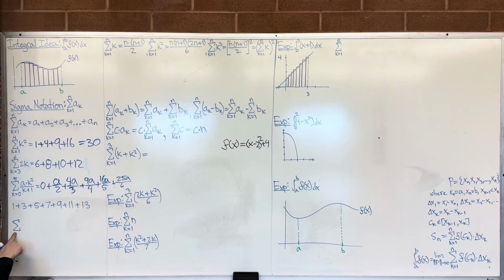So what should my k start at? We'll start k equals 1. Now how many numbers do we have? We have 7 numbers. So it's going to be k from 1 to 7. We're adding up 7 things.